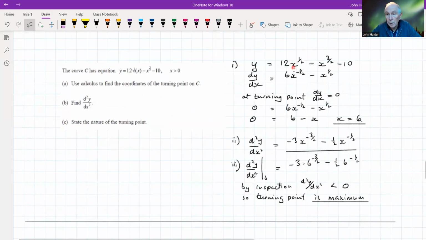Now here's one. Of course, we're going to apply the power rule for fractional powers here, so it didn't take us long to actually get to needing it. Curve C has equation y equals 12 times square root of x, or x to the power of half, we might say, minus x to the power of 3/2 minus 10. Use calculus to find the coordinates of the turning point on C. As I said, the terminology changes between stationary and turning, and they both mean the same thing. So, just rewriting that, y equals what I just said there, and then we go through our differentiation process to find the gradient function.